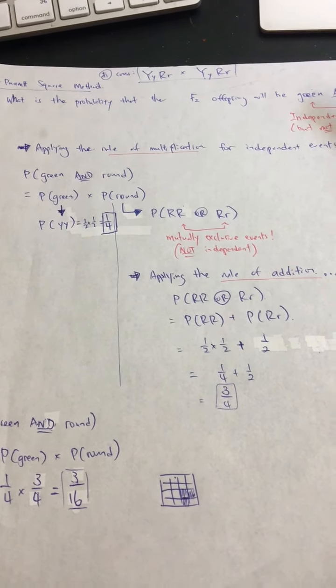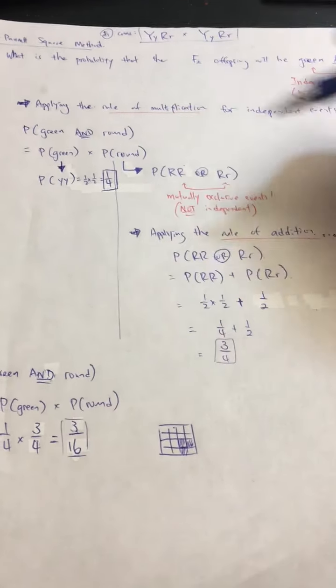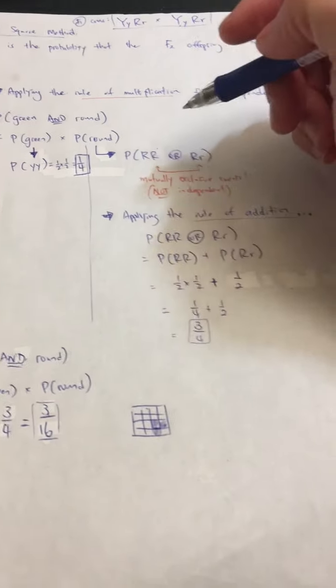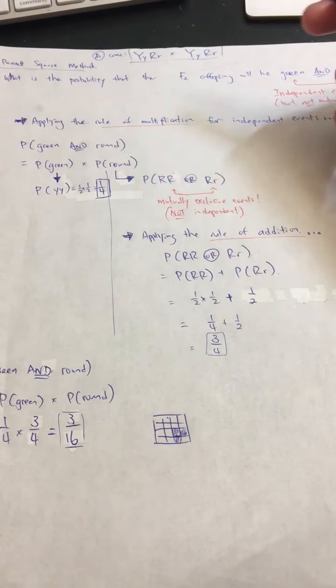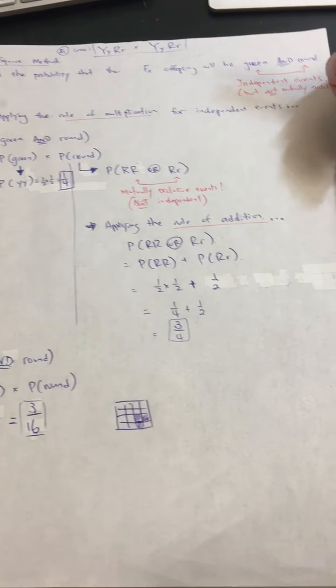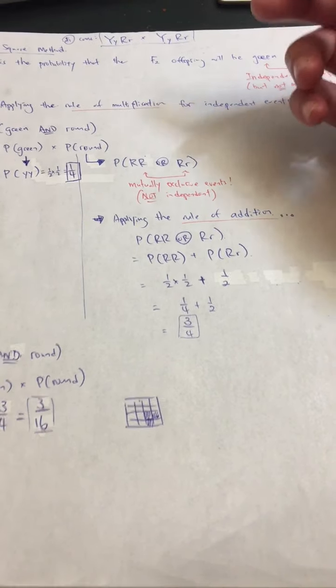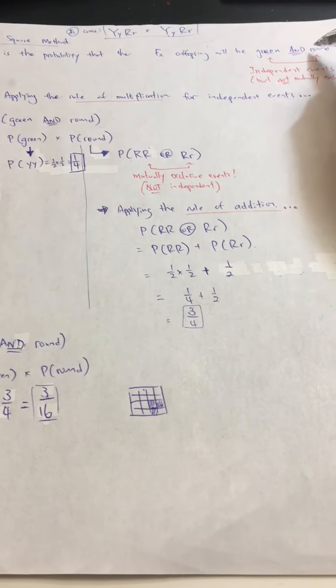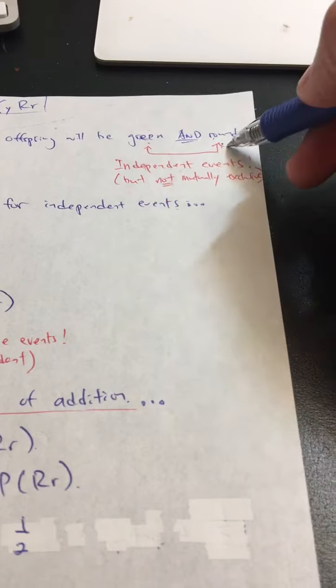Okay, now there's different ways of approaching this case depending on the question you're asked. Here I'm using a question where you're asked to calculate the probability of F2 offspring being both green and round. Notice that green and round are independent events, meaning these two traits are carried on separate genes.